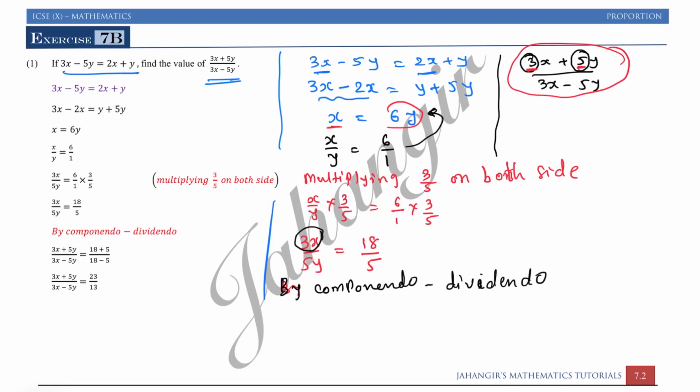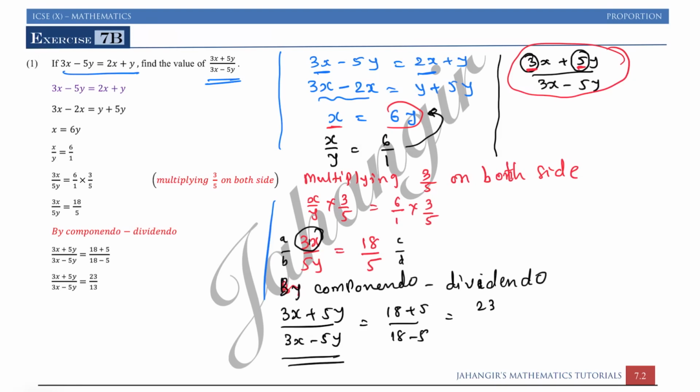We will write this numerator 3x plus 5y, a plus b. Numerator is a and denominator is b. So it's a plus b upon a minus b. That is equal to, this is c and this is d. So c plus d, that is 18 plus 5 upon 18 minus 5. We want the value of this. So that is equal to 23 upon 13, which is the answer we got over here. After doing 5-6 questions, now you will feel this is a very easy exercise.